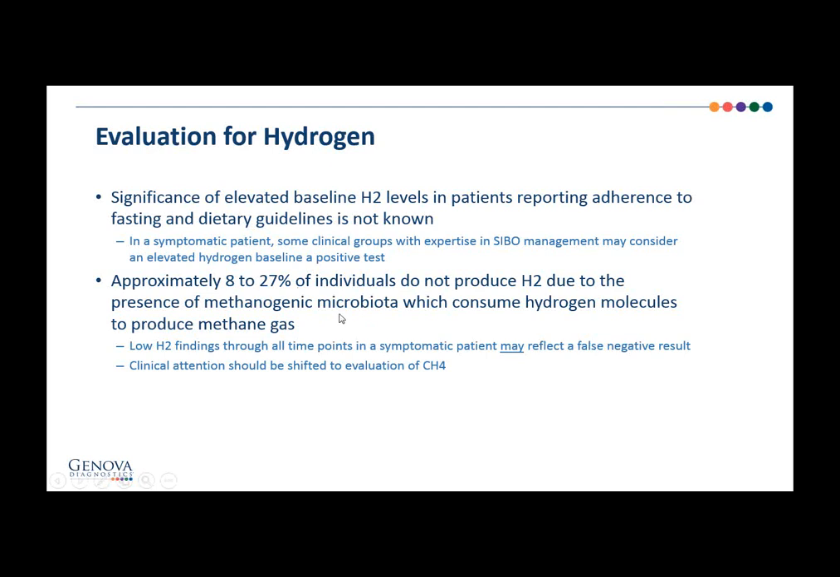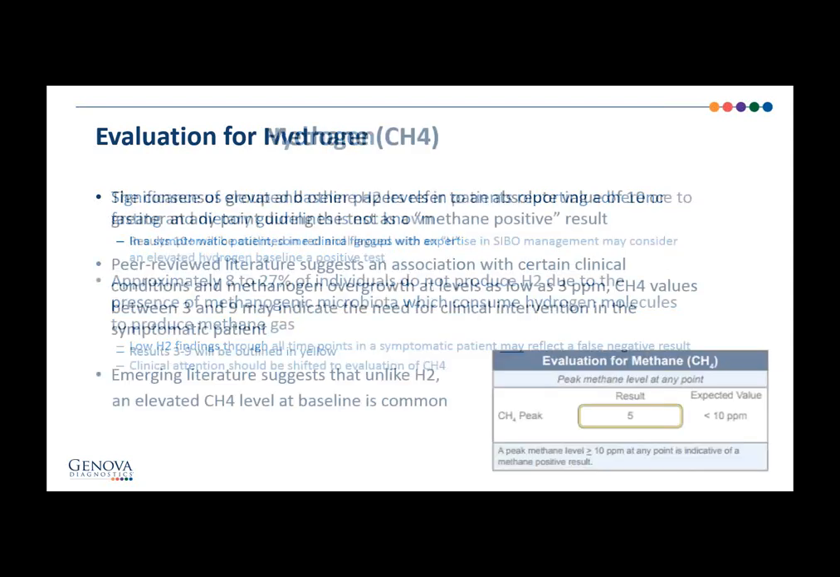Approximately 8 to 27% of individuals do not produce hydrogen because of the presence of methanogenic microbiota, which consume hydrogen molecules to produce that methane gas. So low hydrogen throughout all the timed points in a symptomatic patient may reflect a false negative result. And at that point, the clinical attention should be shifted to the evaluation for methane.